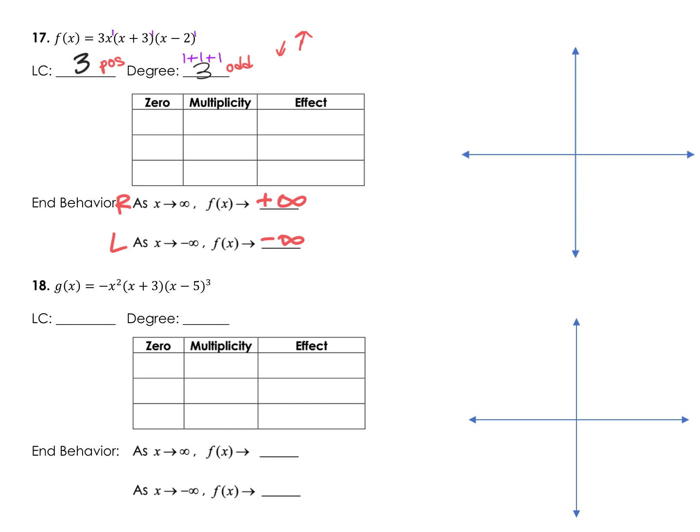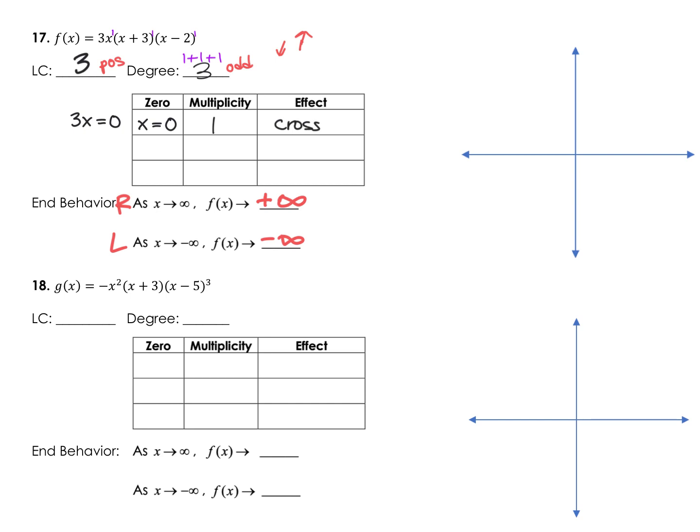Taking our factors, the first one is 3x. You do count that one out in front because it has a variable. If I divide by 3, I get 0. It has a multiplicity of 1. Remember, multiplicity is the exponent on it. If it's got an even multiplicity, it will bounce. If it has an odd multiplicity, it will cross. So this one is going to cross at 0.